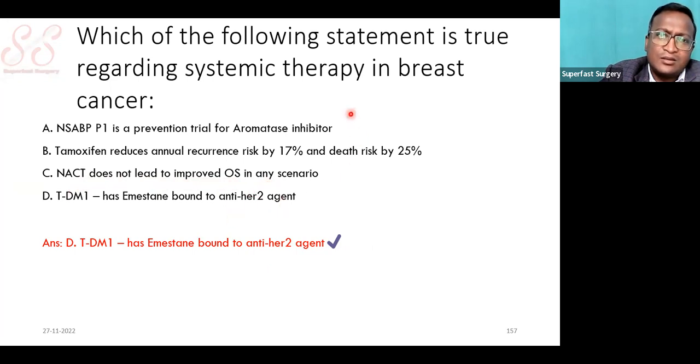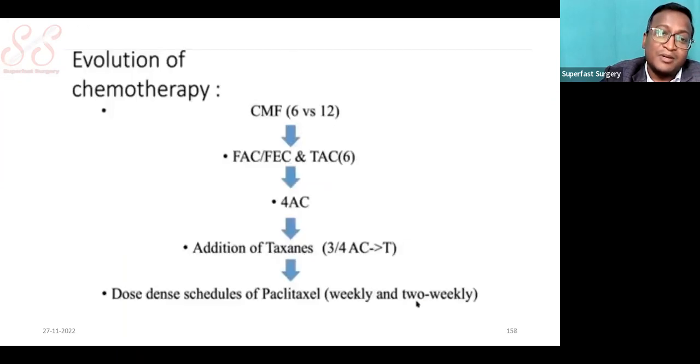Now, the neoadjuvant chemotherapy improves the overall survival. There is a trend to improve overall survival, especially in triple negative breast cancer, okay, where there is a PCR. So you can't say this is wrong in any scenario. I told you, always is always wrong, never is never right. So you need to remember that.